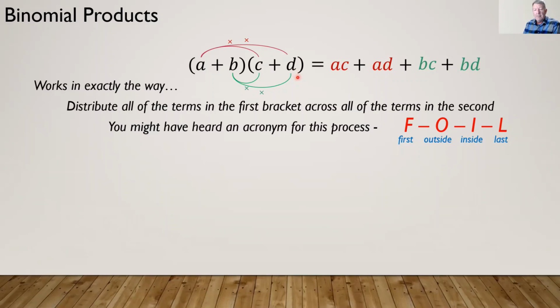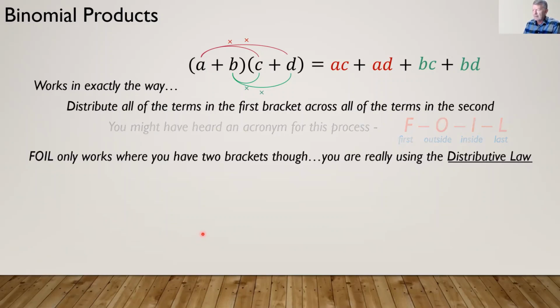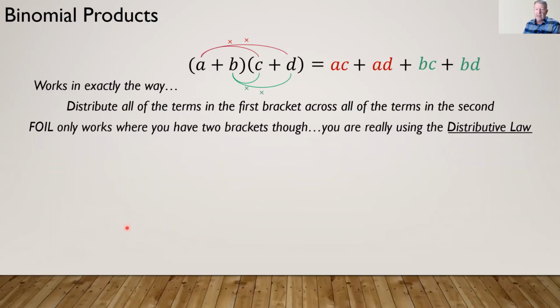It can help, but FOIL only works when you have two brackets. All you're really doing is using the distributive law, okay? If you have more than two brackets, FOIL doesn't work. You will end up with a middle term as well, and FOMIL doesn't really have the right ring to it. So I personally don't like using the word FOIL. If it helps you remember for the two brackets, just go for it. That's fine. All right, let's get rid of that, and we'll do an example now.